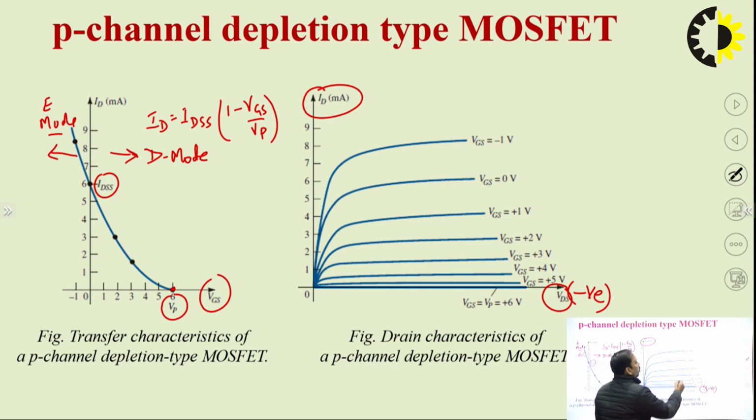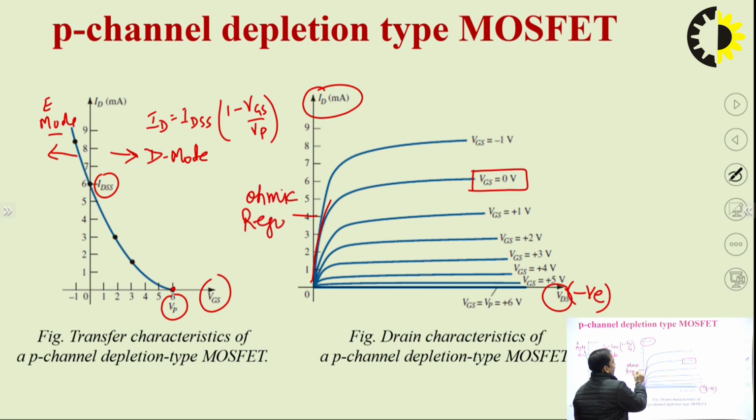So first of all, we observe the characteristics for VGS equal to 0. What will happen? Initially we have the linear curve, which explains the ohmic region, where the current increases linearly.